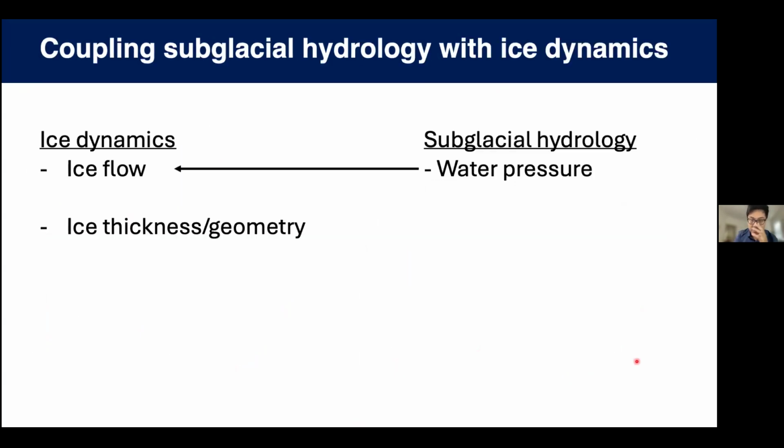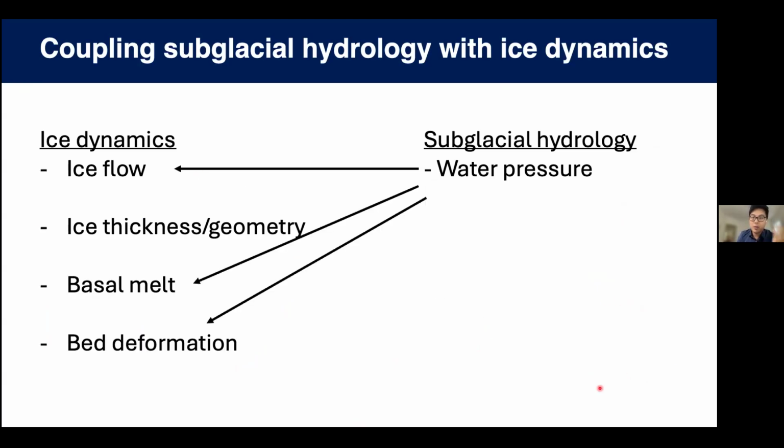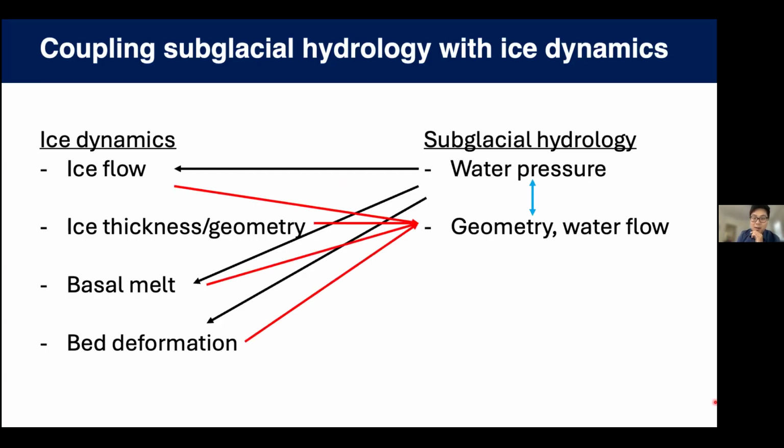So, quick summary: the subglacial hydrology environment influences the ice dynamics by being able to modulate the flow of ice above it through these sliding laws. The water pressure also influences basal melt and bed deformation, which will in turn influence ice dynamics. But any changes in ice dynamics above the subglacial hydrology system will also change how the drainage system looks and operates, which is all interconnected with water pressure. And that's what creates this bidirectionally coupled system.